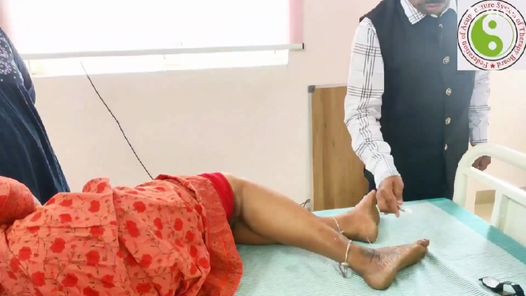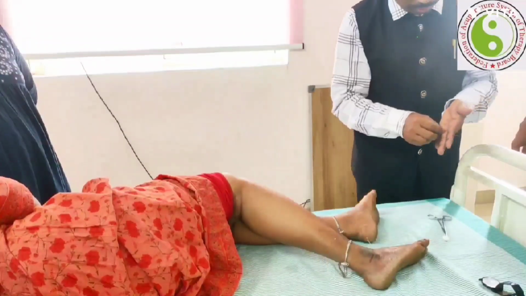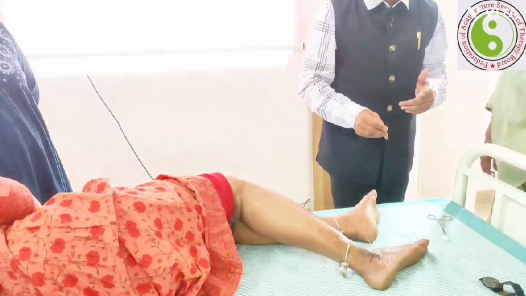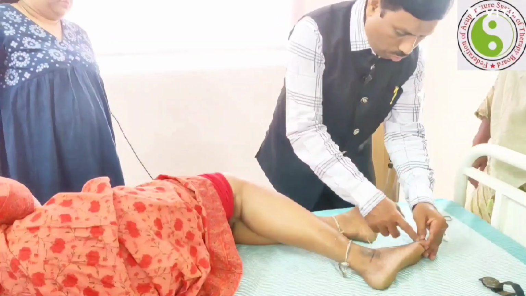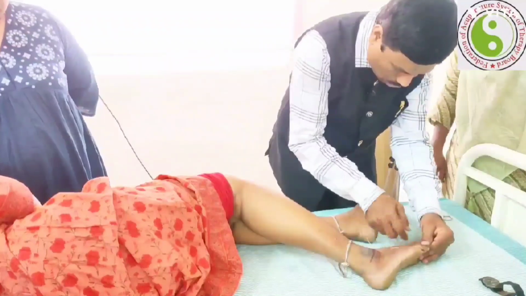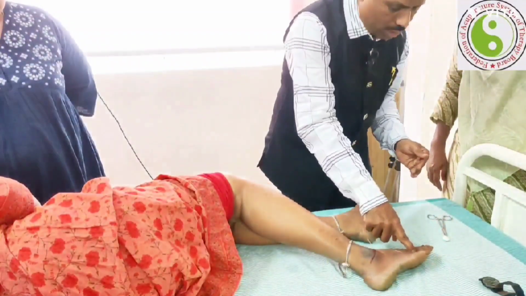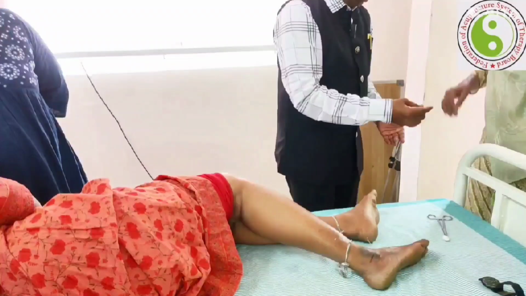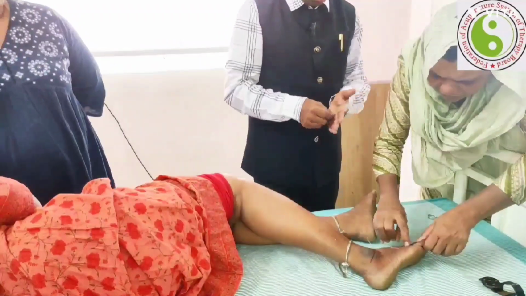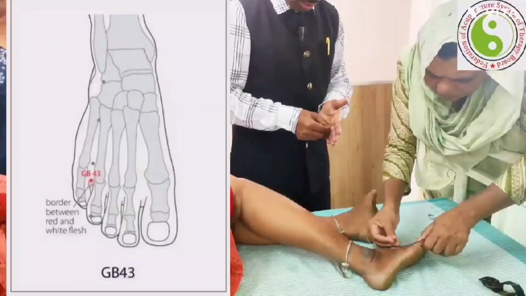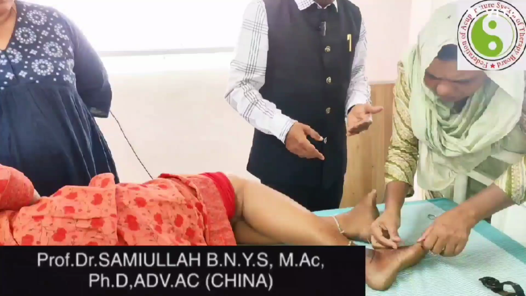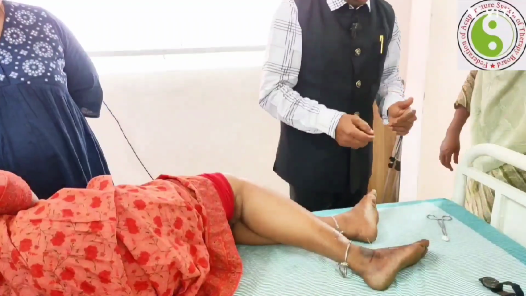Now coming to the Divohui. Divohui is GB42, one chun proximal to the web margin, midway between the fourth and pinky toe. From here, one chun proximal to this region in the depression, this point is located. Please, you just apply. GB43, 41, 42. This is Divohui. The Chinese names are more predominant than these simple names.